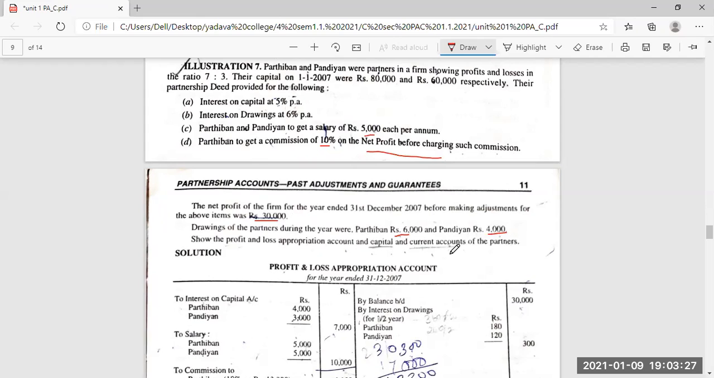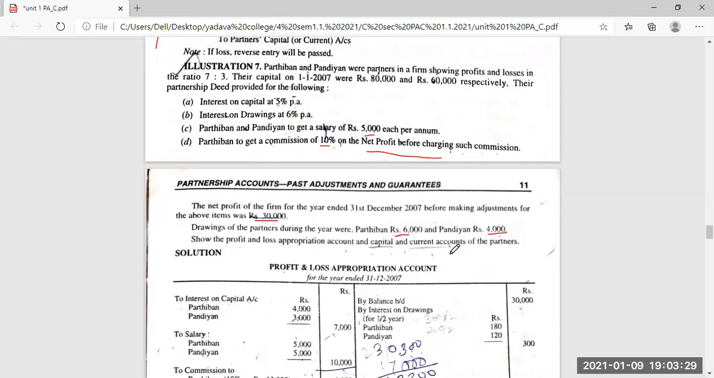Here they didn't mention whether it is fixed or flexible or anything else. They just asked to prepare the profit and loss appropriation account and to prepare capital and current accounts. That means it's a fixed capital; the capital cannot be changed. Here we have to be very careful about all these things. They didn't mention anything else, but silently they are telling us about capital and current accounts. So the capital cannot be changed, and we have to prepare a current account. For that reason, we have to prepare a fixed capital account and then a current account.